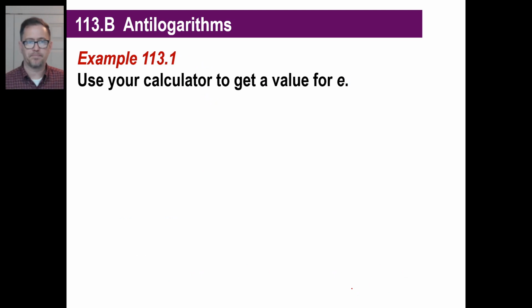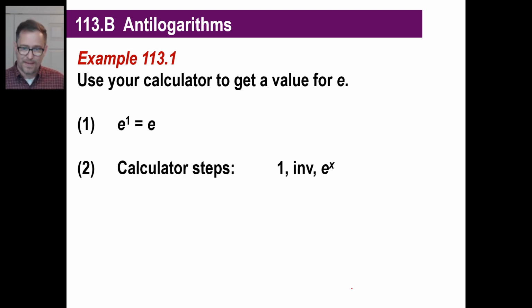Okay, all right, let's use our calculator to get a value for E. Remember that number is about 2.71828. Here's how we're going to do that. E to the first power is equal to E, right? Anything to the one power equals itself. So knowing that, let's put 1 in, and then we'll press inverse, and then E to the x power. Okay, and then we should get it.